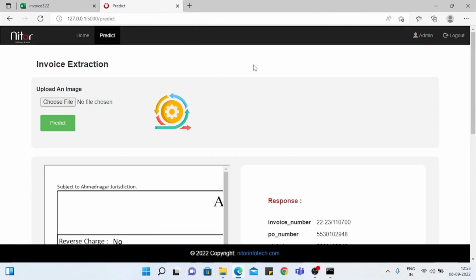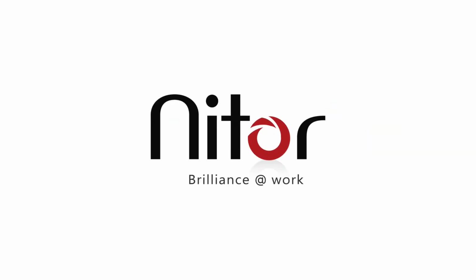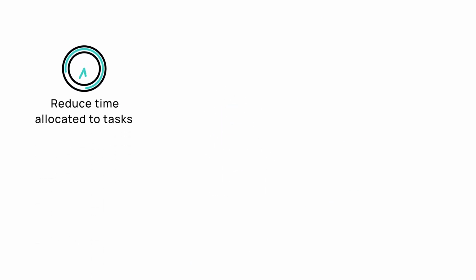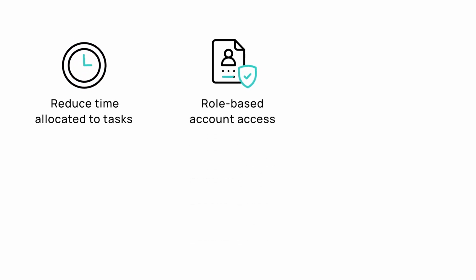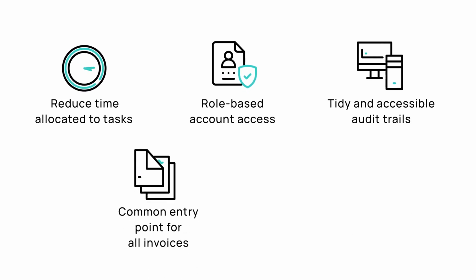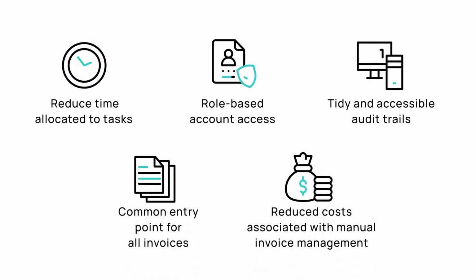You can replicate this process to digitize invoices to any format and further leverage AI to detect meaningful data from it. Knitter Infotech specializes in OCR technologies with which we have helped businesses to reduce time allocated to tasks by 30% via digitization and automation of accounts payable process, role-based account access, tidy and accessible audit trails, common entry point for all invoices, reduced costs associated with manual invoice management.